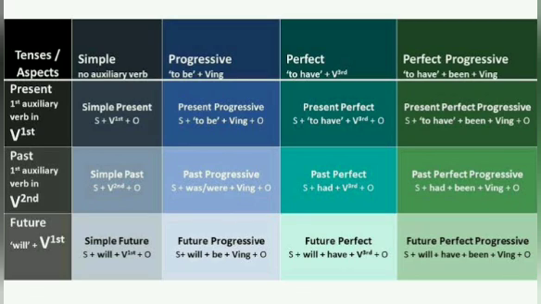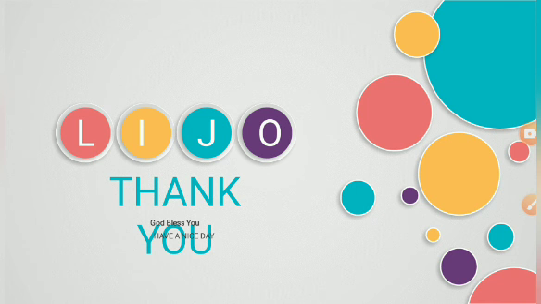I will wind up today, and you have to write 10 sentences each for all the tenses: simple past, past continuous, past perfect, and past perfect continuous tense. And all these sentences must be your own. You have to create your own sentences and write them in your copy. That will be the homework for the next day.